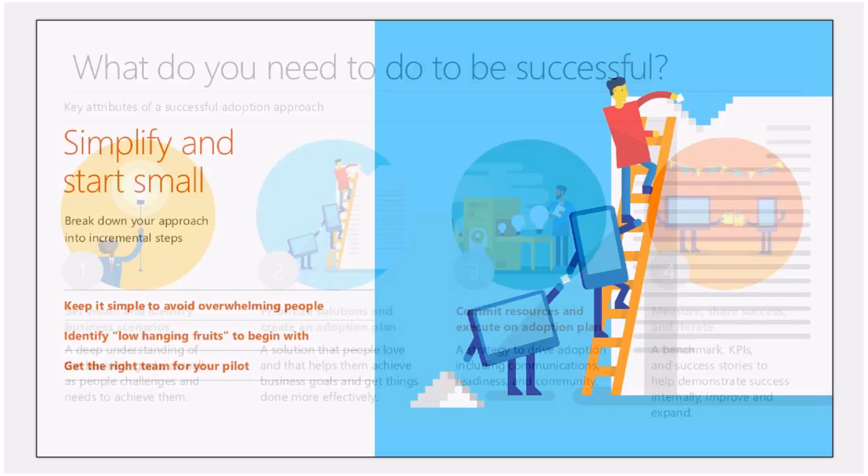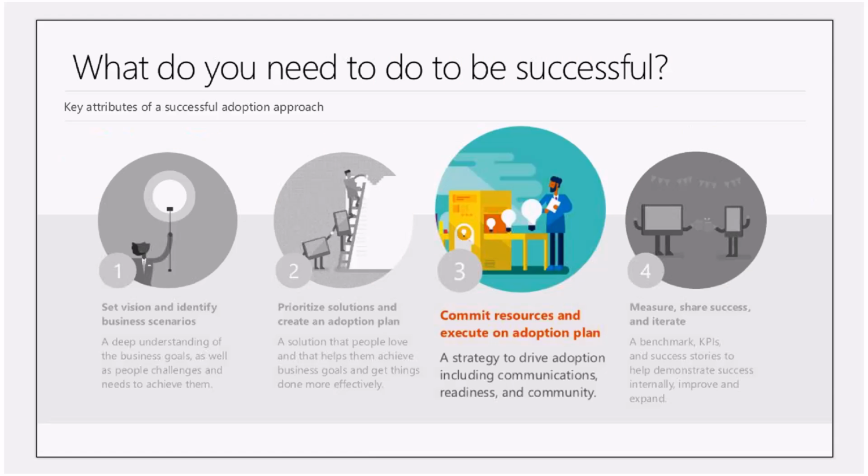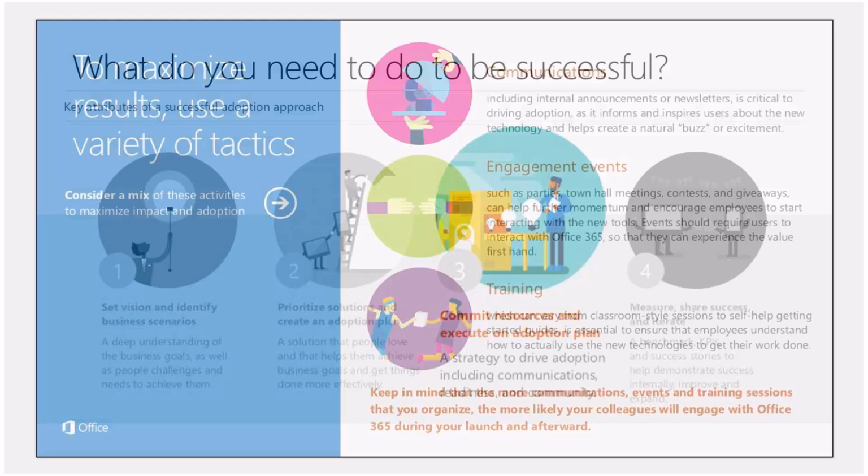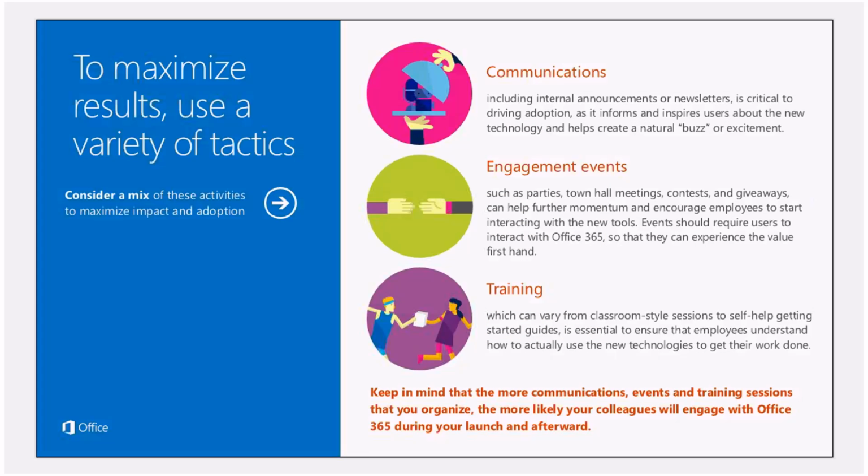So moving on, let's commit resources and actually execute on this adoption plan. So there's a lot of things that we do here. Again, you're not going to see a lot of development. I'm not going to say there is this giant amount of dev work that needs to be done here. A lot of this work here, especially if you're doing an enterprise social deployment play, it is around communications, engagement events, and training. A lot of working with the business.